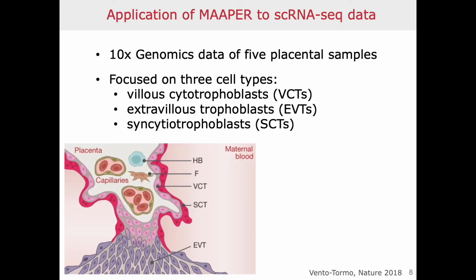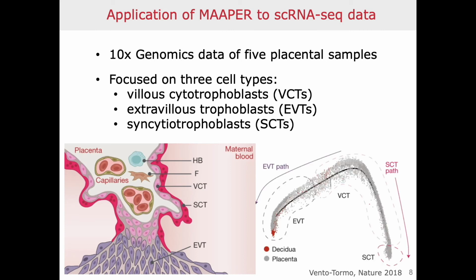In the interest of time, I will show one application of MAAPER to single-cell RNA-seq data. We applied MAAPER to 10x Genomics data from 5 placental samples and focused on 3 trophoblast cell types, which are specialized cells of the placenta that play an important role in embryo implantation and interaction with the maternal uterus. Because VCTs are the precursor cells of the other two subtypes, we compared the APA profiles of EVTs and SCTs with those of VCTs.